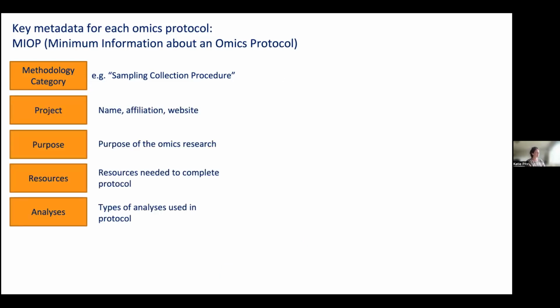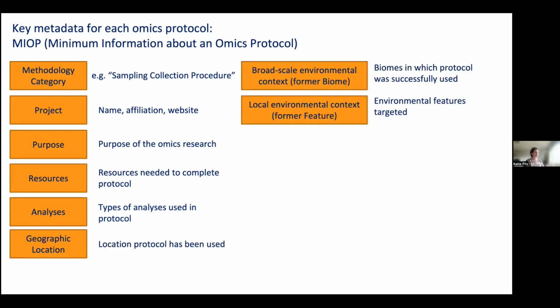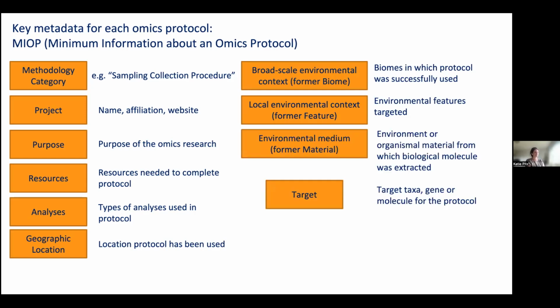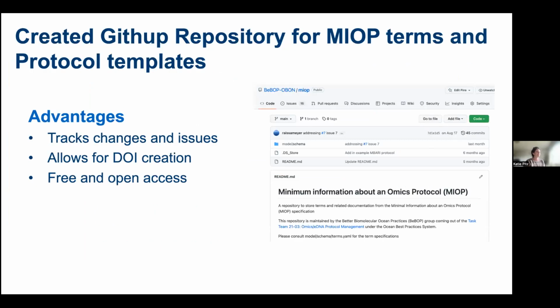And then we have different terms that describe the project the protocol is designed for, the purpose of the protocol, resources and analyses, terms that describe where the protocol was designed to be applied, and then also what kind of medium you're sampling and what your target is, if it's a taxa, gene, or molecule. We started out with this set of terms, and we created a GitHub repo to discuss and track changes as these terms evolve.